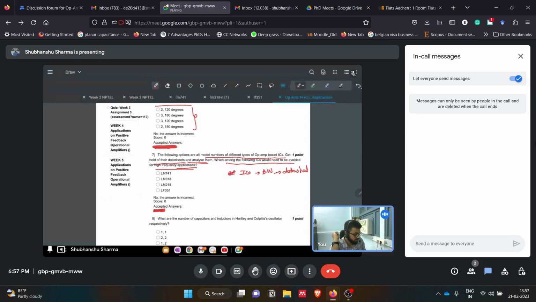So whichever is having less, we'll have to avoid that for the higher frequency application, because we need to use this circuit, these ICs in high frequency applications. Okay, so that is there. So we have LM741, LM318, LM218, LM35, LF351.